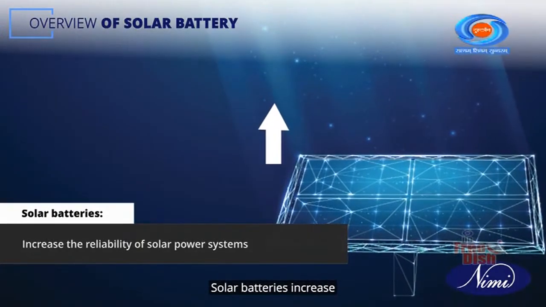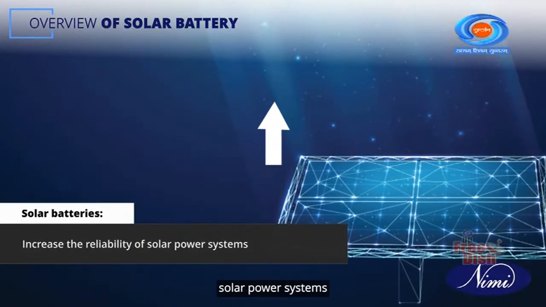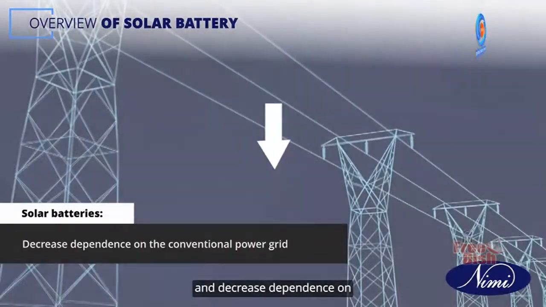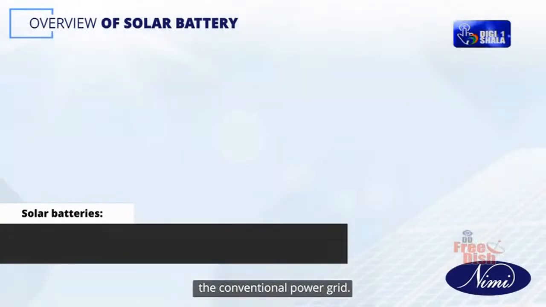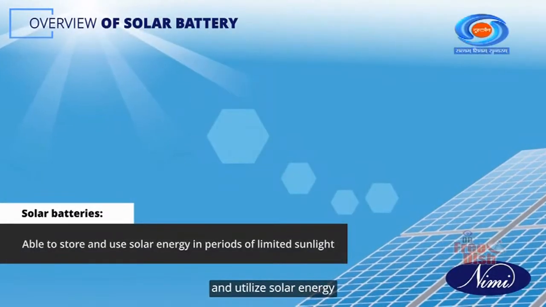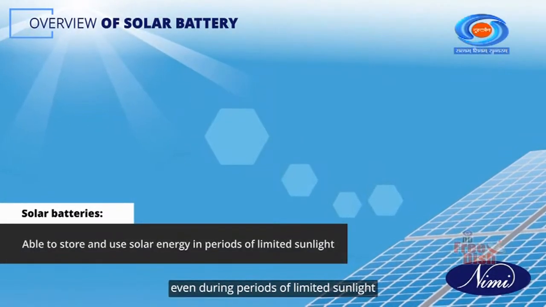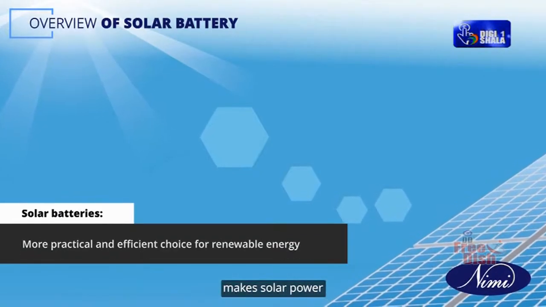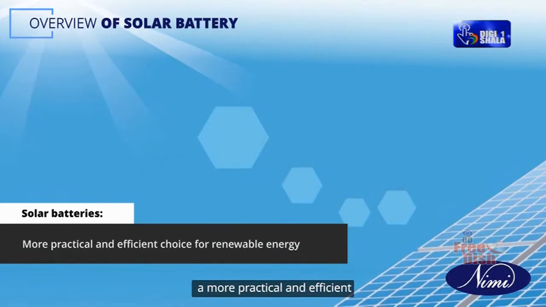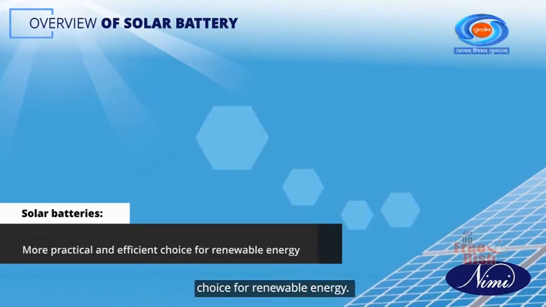Solar batteries increase the reliability of solar power systems and decrease dependence on the conventional power grid. The ability to store and utilize solar energy even during periods of limited sunlight makes solar power a more practical and efficient choice for renewable energy.